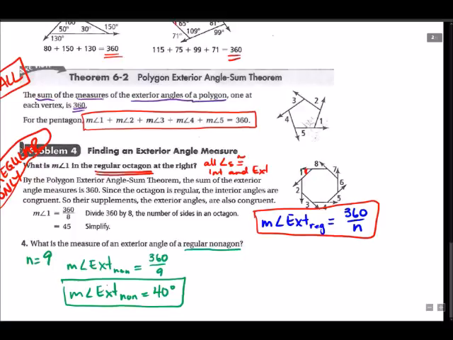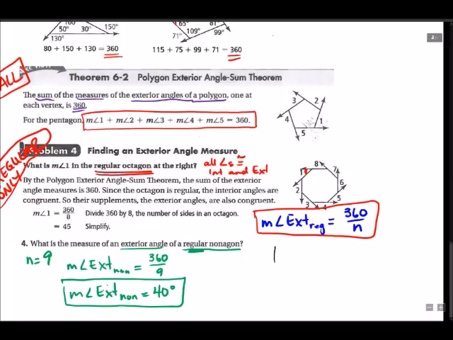It says, what is the measure of an exterior angle of a regular nonagon? So you see that word regular and you know it is special. So we know that for a nonagon, n is 9, and 360 divided by 9 is 40 degrees. Now I want you to think about this for a minute. That makes sense, right? What was our octagon? Our octagon was 45 degrees. The more sides we add, the bigger the interior angles, the smaller the exterior angles.